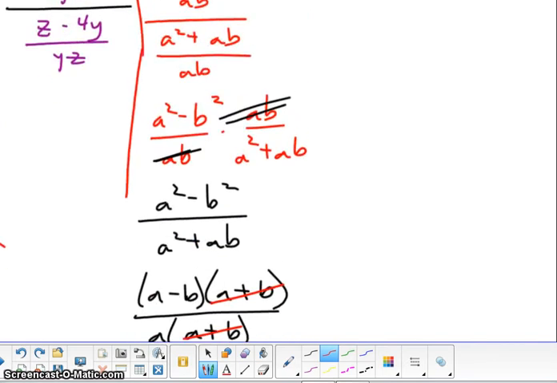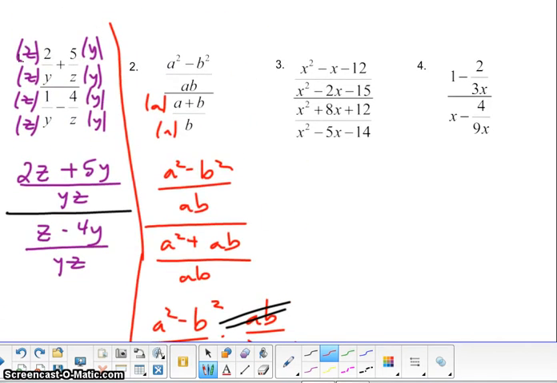Okay, now the third one looks a lot like one of the previous examples, so I'd like you to go ahead and do that one for class tomorrow. And then the last one, I'm just going to get you started, and then you can also finish with that as well.